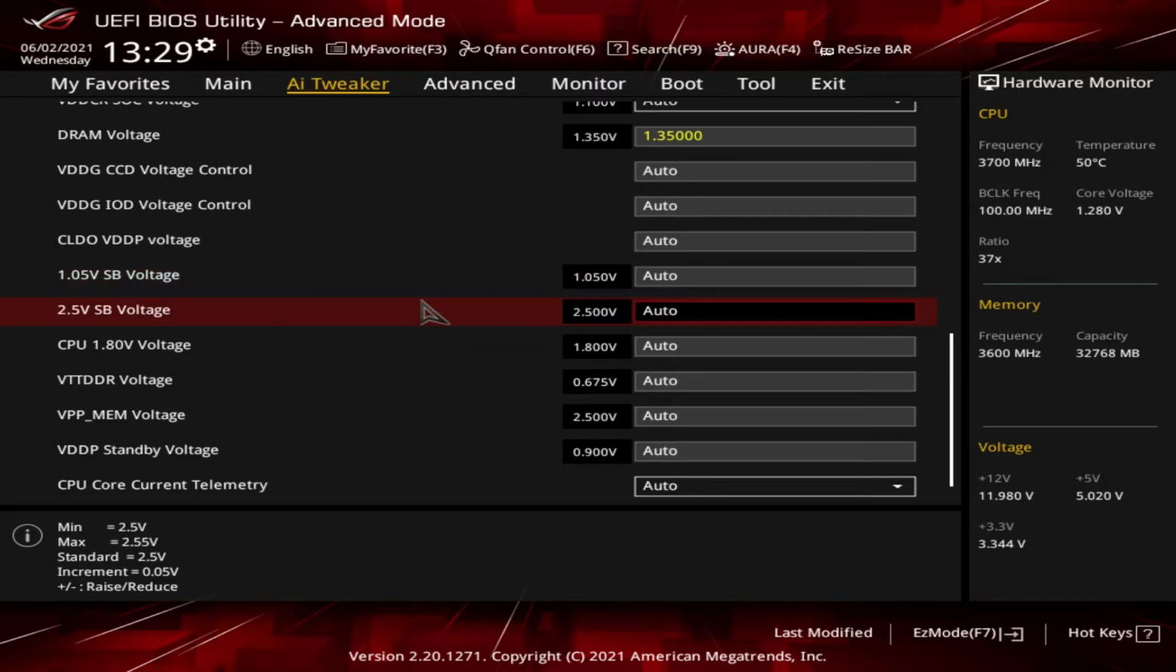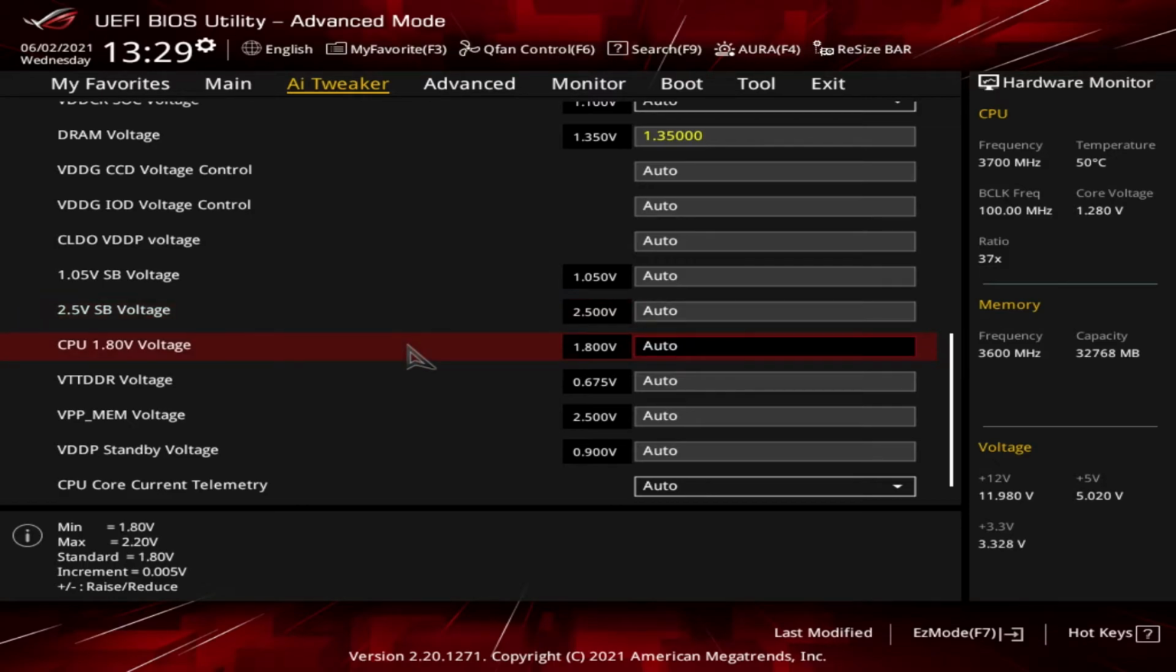Same thing with the 2.5 voltage. It could either be 2.5 or 2.55 on this system. And then you have the CPU 1.8 voltage. This is the amount of voltage that's available to the CPU.